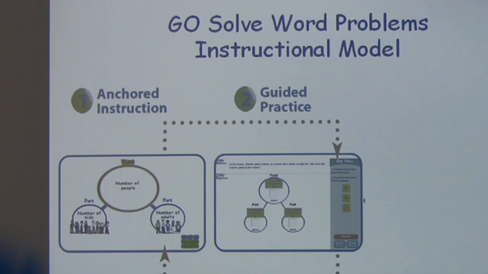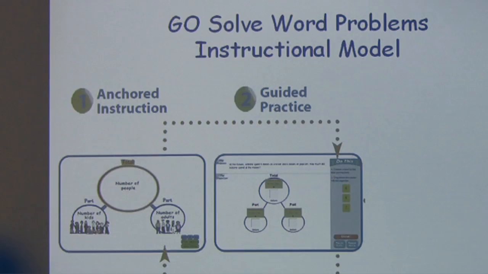The first phase is the anchored instruction, and those are short animated videos, and we're going to take a look at one of those in a minute. After you view the anchored instruction video, and that can be done whole class, it can also be done with the children working independently on their own. The segments are short, like 30 seconds. After they watch the anchored instruction, they move into the guided practice.